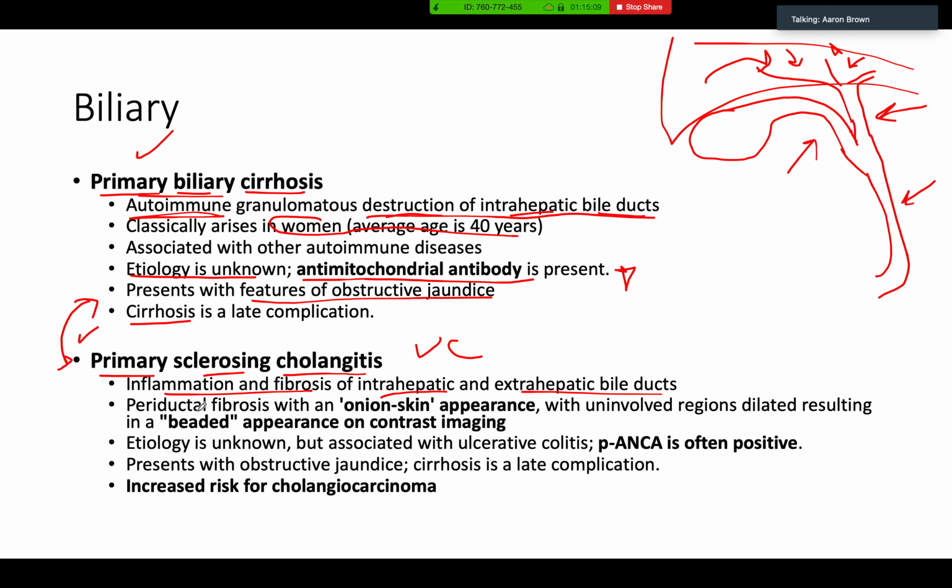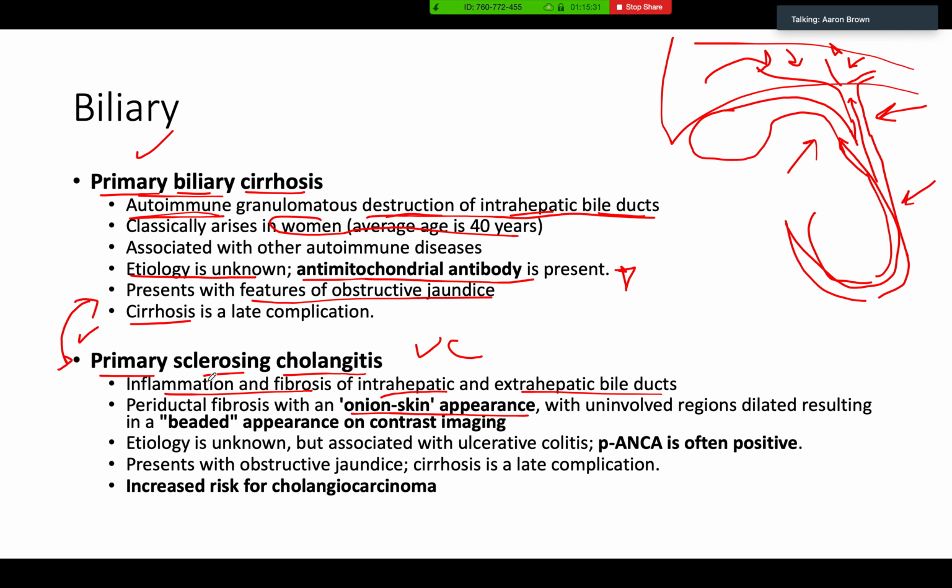Buzzwords you need to know. Onion skin appearance when you put dye into the bile duct. So typically what we will do is we will put a little catheter at the ampulla and we shoot dye up through the common bile duct, shoot dye up into the gallbladder, shoot dye up into the liver, and then we take an x-ray and see what it looks like.